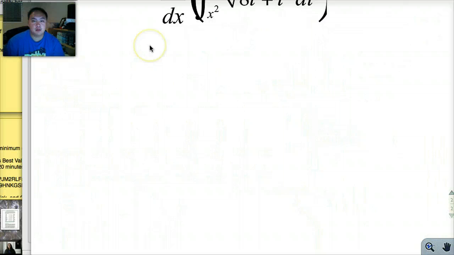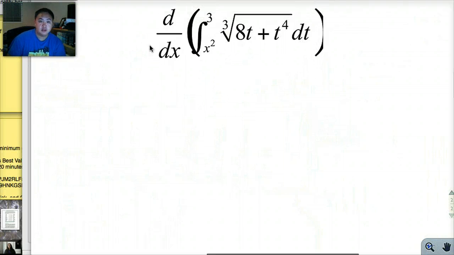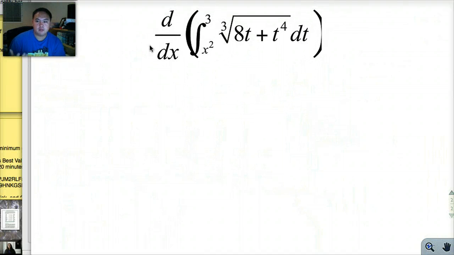And then the last one. This one has 2 problems with it. I have the x on the bottom, and it's an x squared. So first thing I'm going to do is I'll flip this.